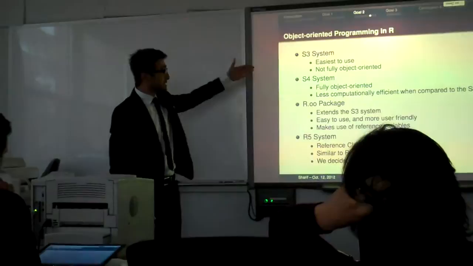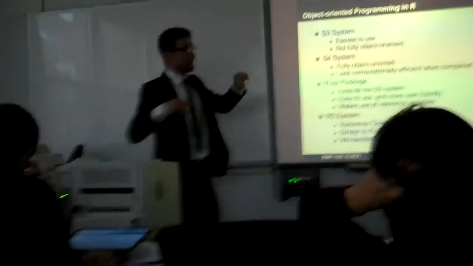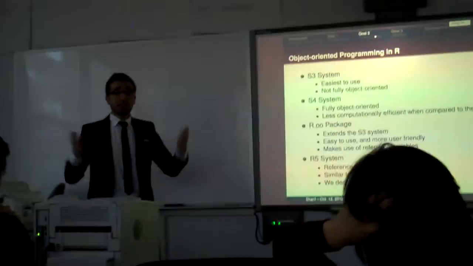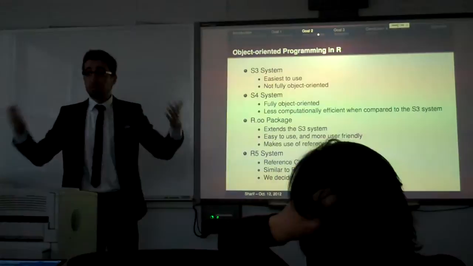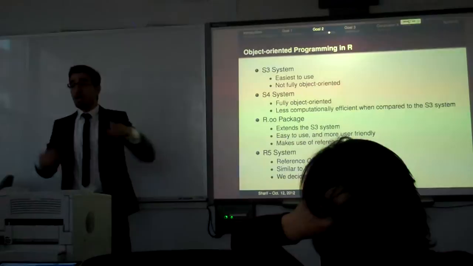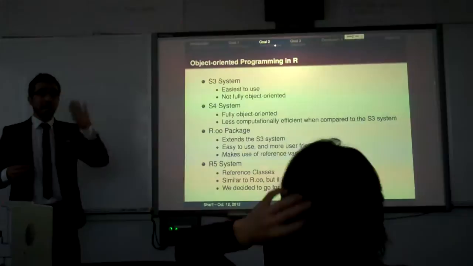In order to do object-oriented programming in R, there are many ways to do it, but each one has its advantages and disadvantages. I'm going to briefly say what they are. We start with the S3 system. It's actually the easiest to use, and to be honest, it's easy because it's not fully object-oriented. The second system is the S4 system. They created a better system for object-oriented programming and made it more fully object-oriented, but it's not as efficient as the other systems that we have here. When we say efficient, it is in computation time and in the way you are accessing objects in memory, instead of copying.